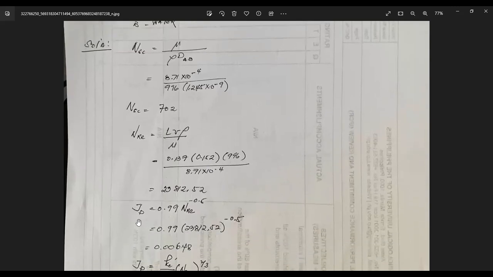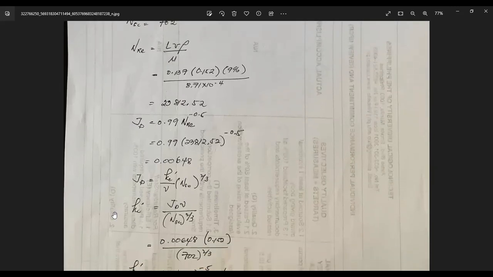And this is your J sub D. So you have 0.99 times your Reynolds number raised to negative 0.5, or actually it's the square root of the Reynolds number, but it should be written here below your 0.99. So that is why you have negative here. Your J sub D is 0.00648. Now this J sub D solved using your Reynolds number can be equated to this, specifically this K sub C prime is the convective mass transfer coefficient. This is another formula for the J sub D that you have in here. So from in here, you'll be able to get the K sub C prime.